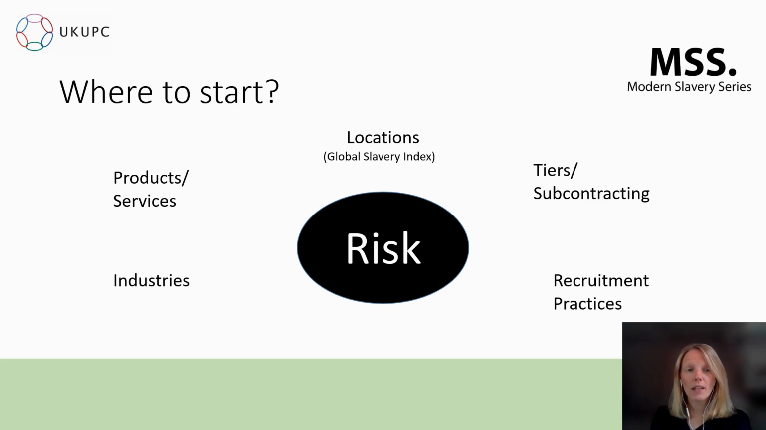Focus on products and industries with high use of raw materials or industries which are particularly labour intensive or where there's likely to be a high use of low-skilled seasonal or agency workers. You should also consider where your suppliers are located. Modern slavery can occur anywhere, and there's often a misconception that a UK or a European supply base means that you're shielded from the risk of modern slavery, which is not the case.